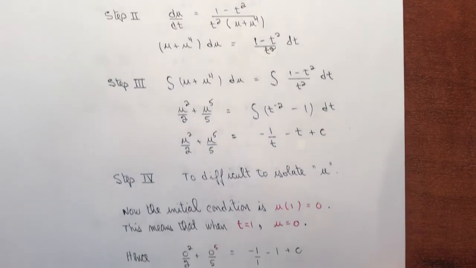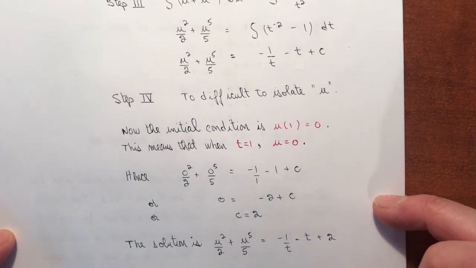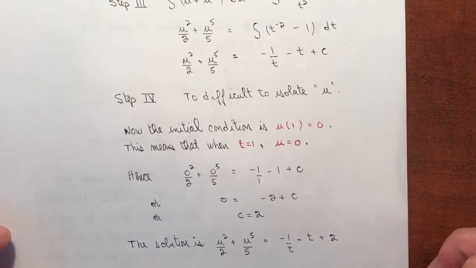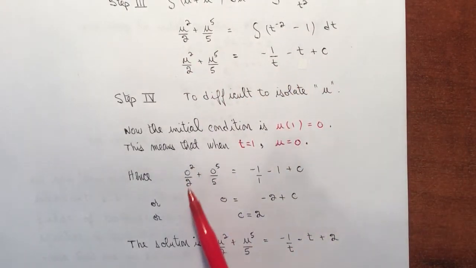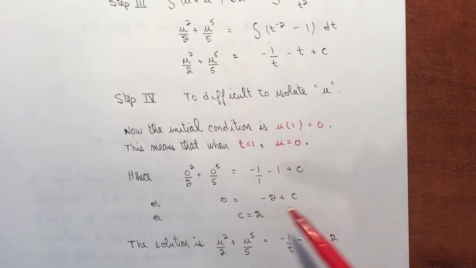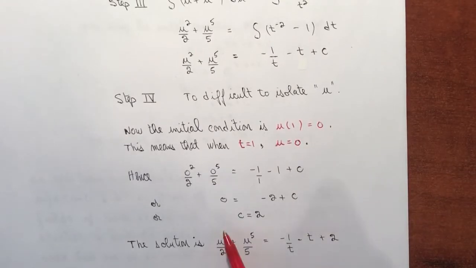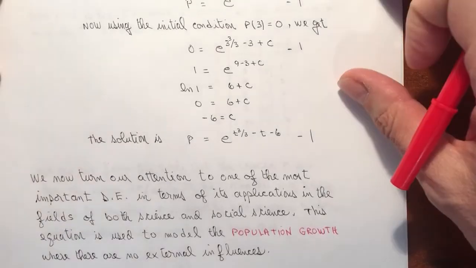Since this is difficult to actually find what the u is, we're going to leave it like that. But we still have the initial condition to take care of. So what we're going to do here is replace t by 1 and u with 0 in this part. So we get 0 squared over 2 plus 0 to the 5 over 5 is equal to minus 1 over 1 minus 1 plus c. 0 on the left, minus 2 plus c on the right. So c is 2, giving me my final solution. u squared over 2 plus u to the 5 over 5 is equal to minus 1 over t minus t plus 2. It's not elegant, but it is the right solution to this equation.